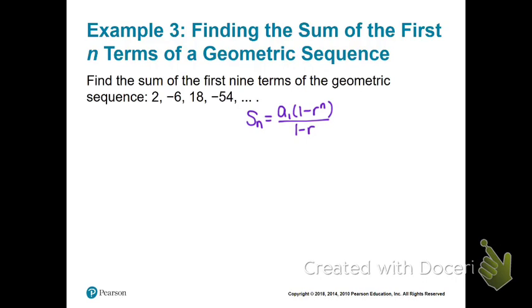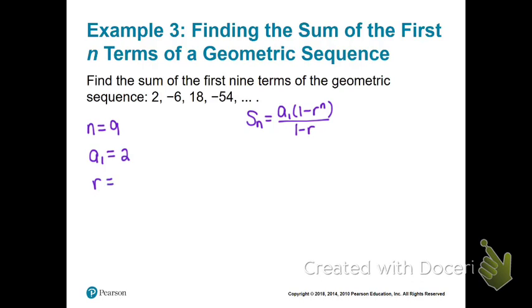Well, let's go through. We're looking for the sum. Do I know what n is? Is it 9? Yes. It's however many terms we're looking at. So 9. Do I know my first term? And do I know my common ratio?